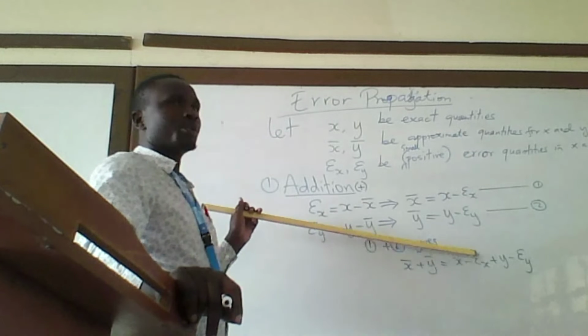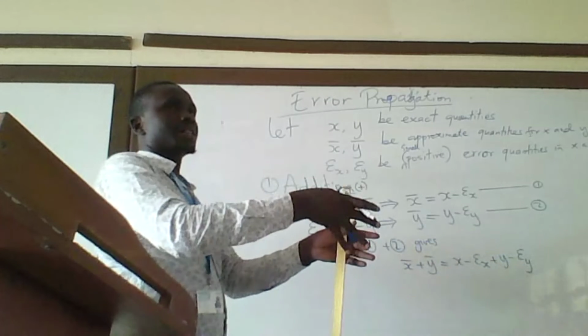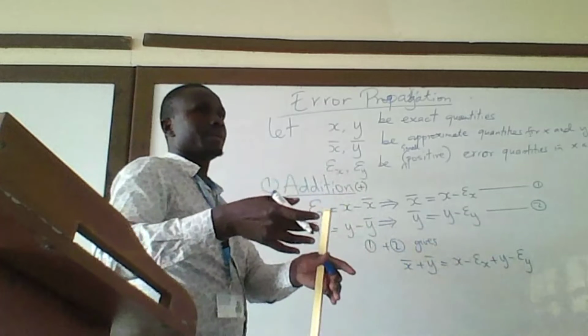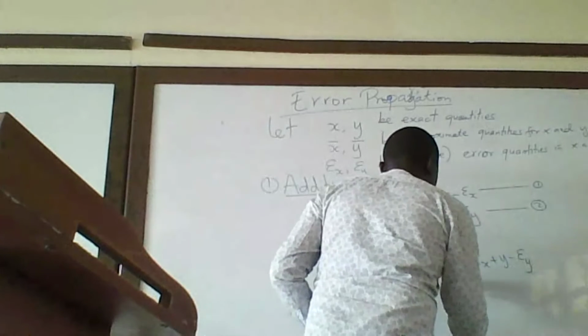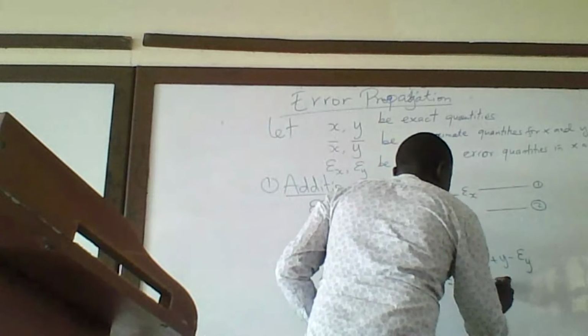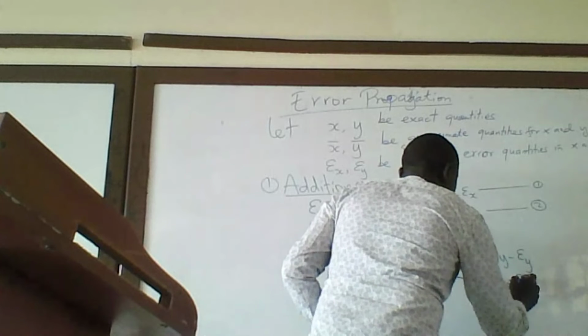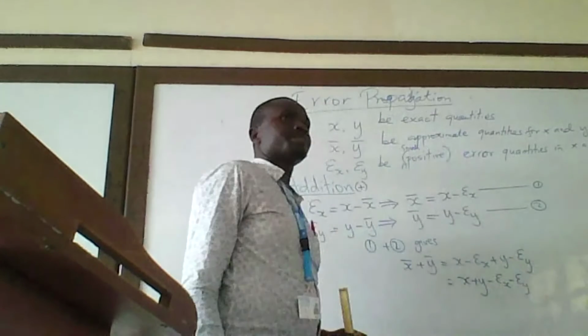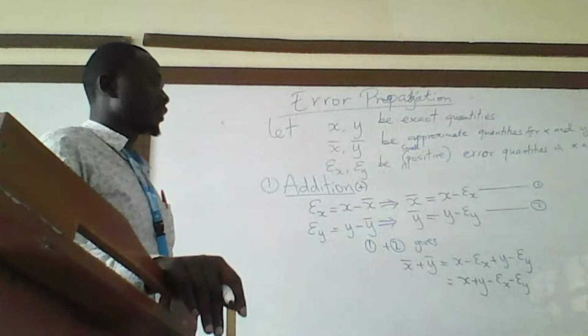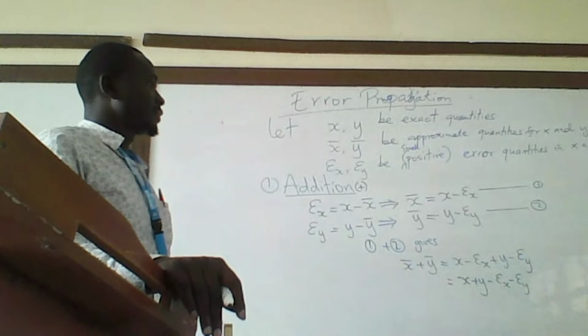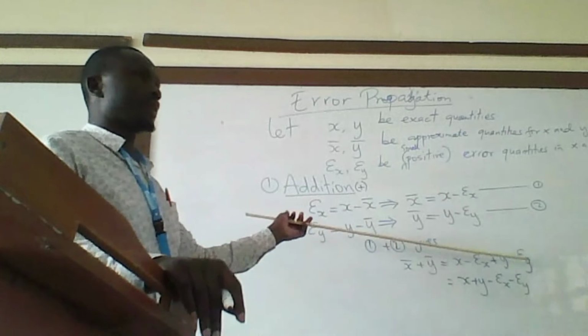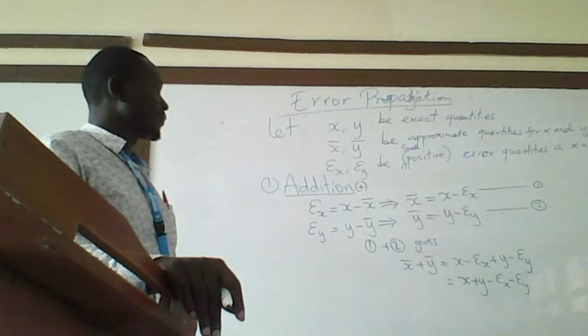And when you are adding, you can always rearrange the terms. So we can bring the exact quantities together and the error terms together. So we can have x plus y minus error in x minus error in y. We are not changing the equation, we are just rearranging the terms.